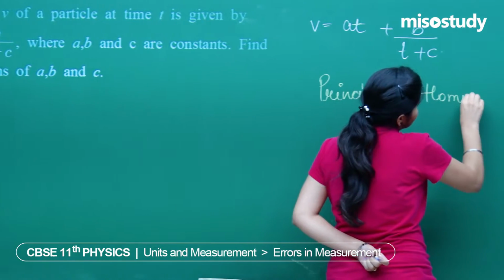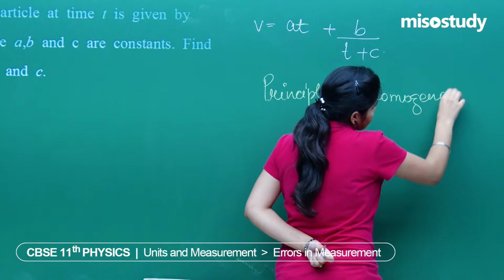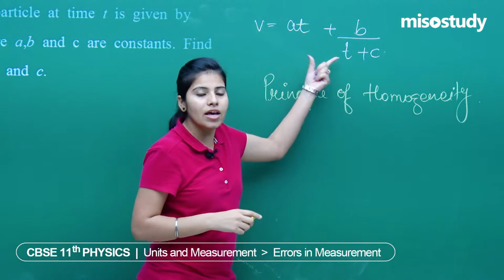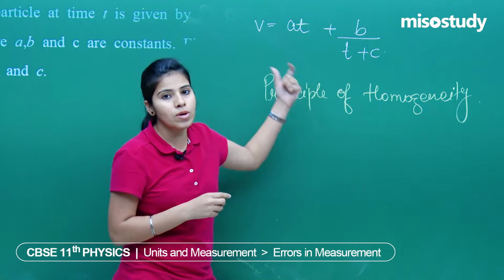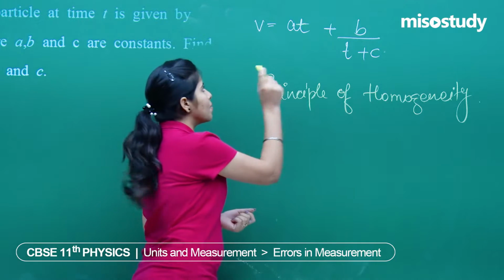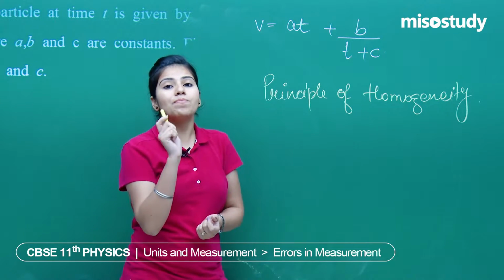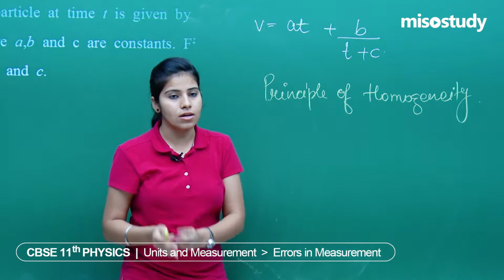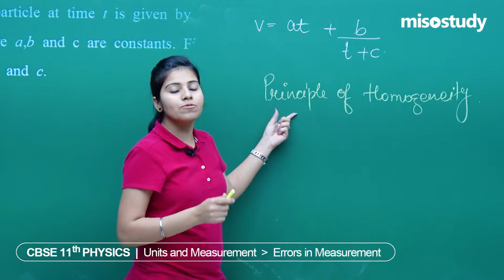and this principle says that whatever values have been written over here on the left hand side and the right hand side of the equation, they are going to have the same dimension. That means the power of the dimension should be the same on both sides of the equation. So we are using this principle.